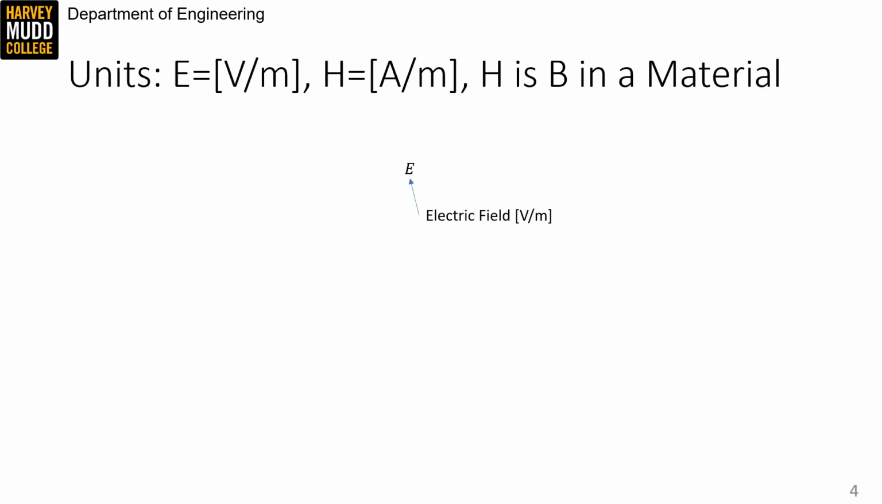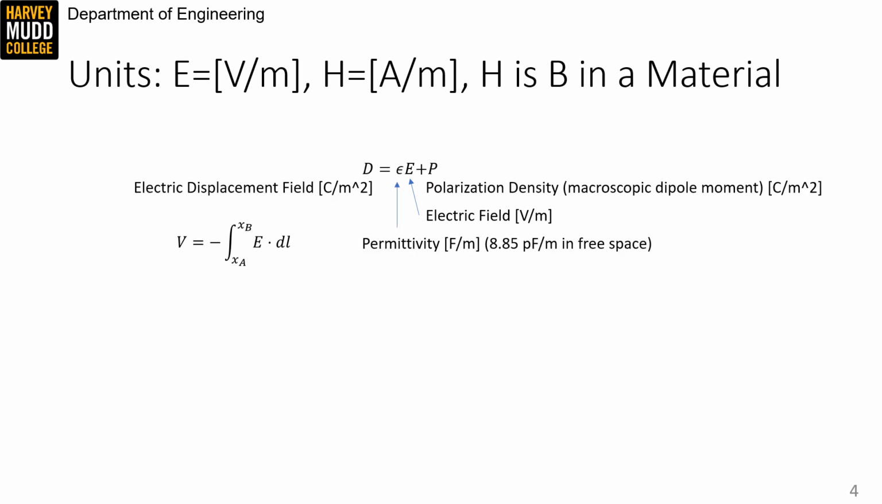We need to talk about the units of E field and eventually B field to cement our understanding of them. Electric field is measured in volts per meter, which suggests that it's some kind of spatial derivative of voltage. That's actually true by definition. Voltage is defined as an integral of the E field. However, the story doesn't end there.